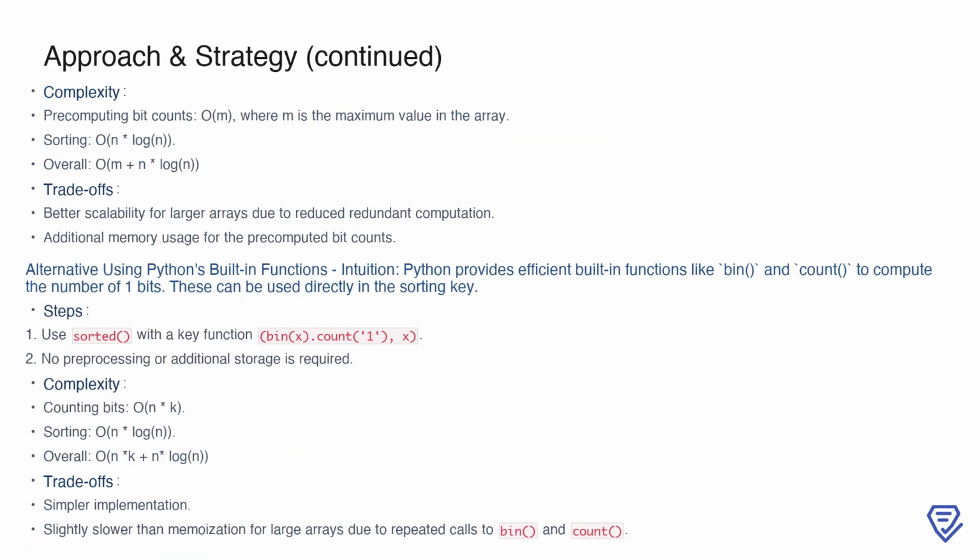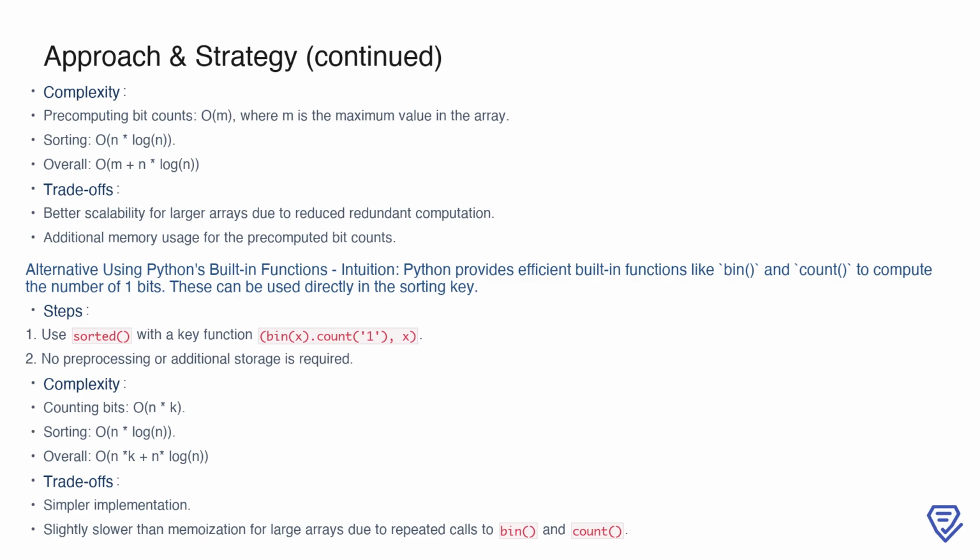A more efficient strategy involves using memoization to avoid redundant computation of the number of 1 bits. Instead of calculating the bit count repeatedly, we can pre-compute these values for all numbers up to the maximum value in the array. This can be done using dynamic programming with the formula count_bits(x) = count_bits(x >> 1) + (x & 1). This formula works by leveraging the bit count of smaller numbers that we've already computed, making the process linear with respect to the range of values.